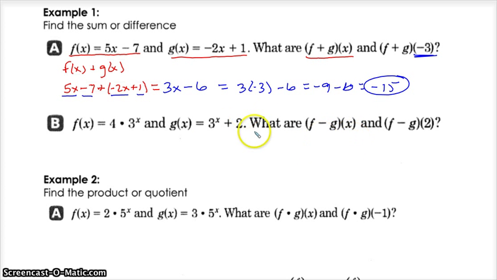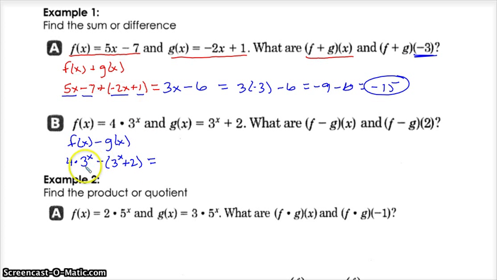Let's try one with subtraction, and you'll notice that I have two exponential functions now. I know they're exponentials because I have my variable being x. All right, f minus g of x is f of x minus g of x. And I see that f of x is 4 times 3 to the x, and g of x is 3 to the x plus 2. So I'm going to go minus 3 to the x plus 2.